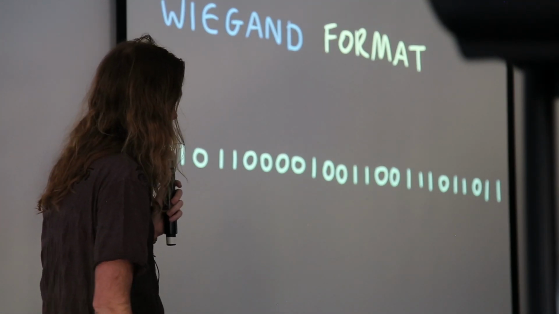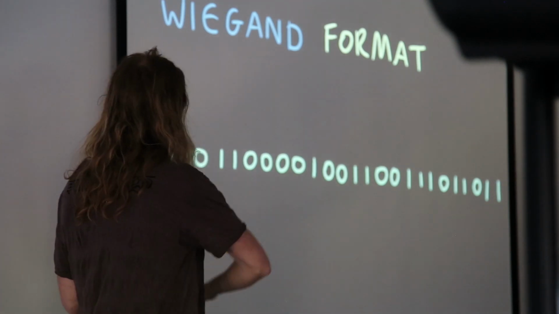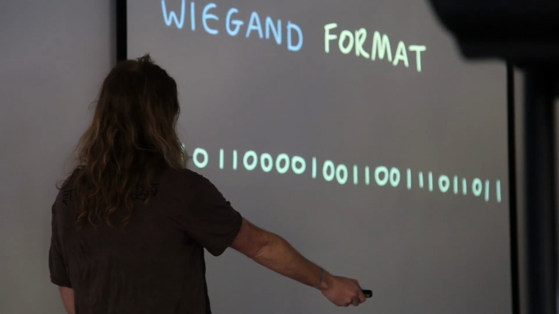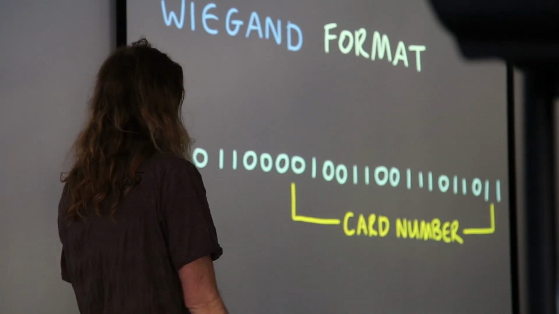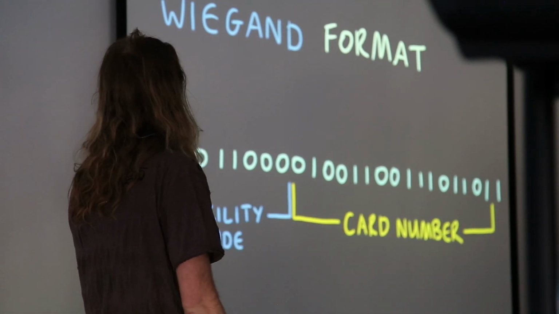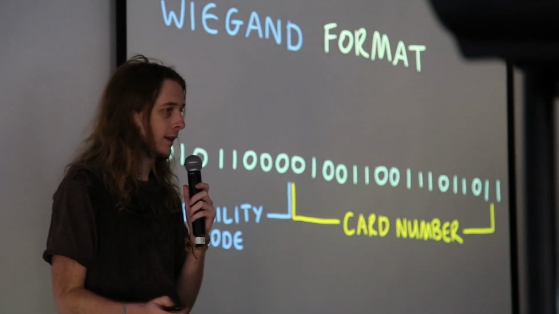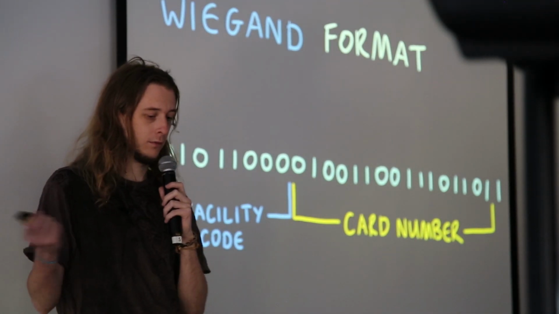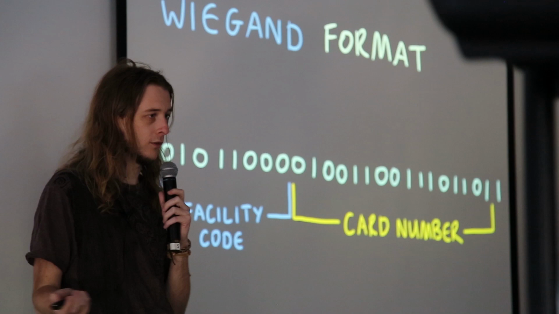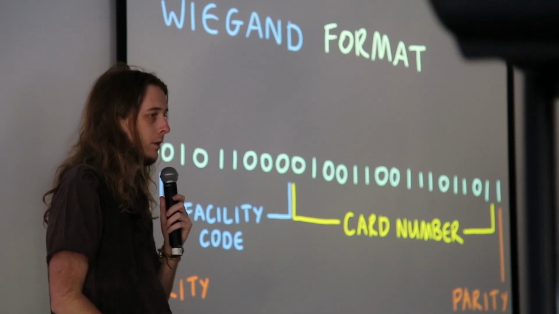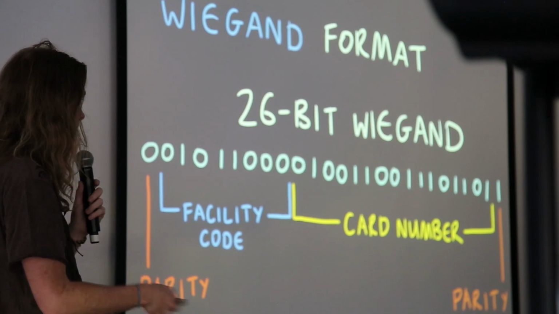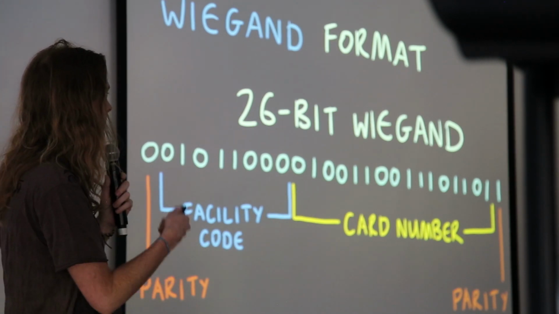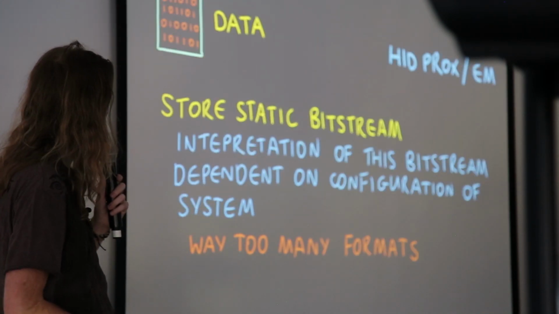So one of my HID cards might have a 26-bit number on it, zeros and ones, a binary number. A certain portion of it will be dedicated to the card number, a certain portion will be the facility code, so that's like what office or campus you actually belong to, and you've got some parity bits in there as well. So this is a 26-bit Wiegand sort of format. This is one format that the cards can actually hold their data in.